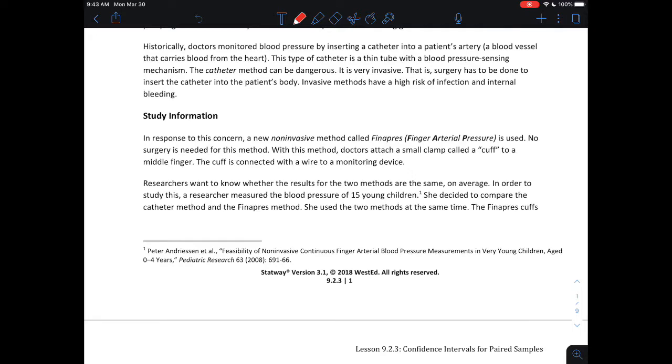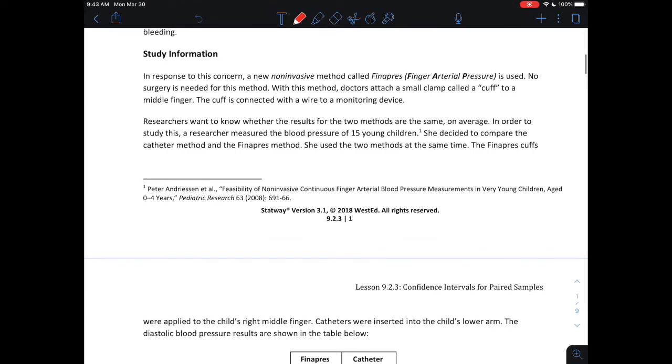In response to this concern, a new non-invasive method called FINAPRESS, which stands for finger arterial pressure, is used. No surgery is needed for this method. With this method, doctors attach a small clamp called a cuff to a middle finger. The cuff is connected with a wire to a monitoring device. Researchers want to know whether the results for the two methods are the same on average.